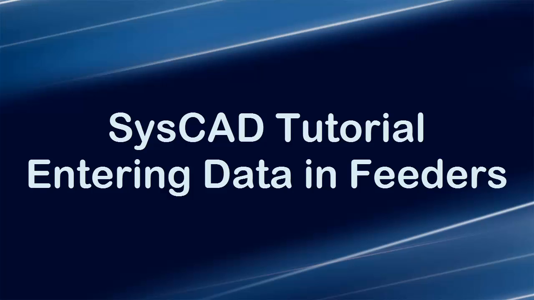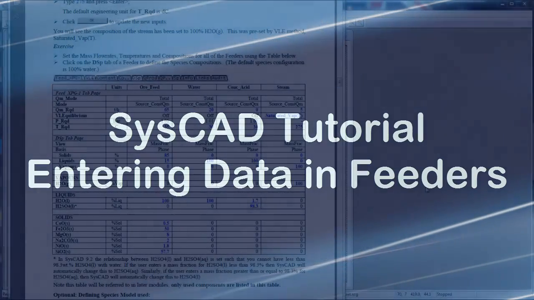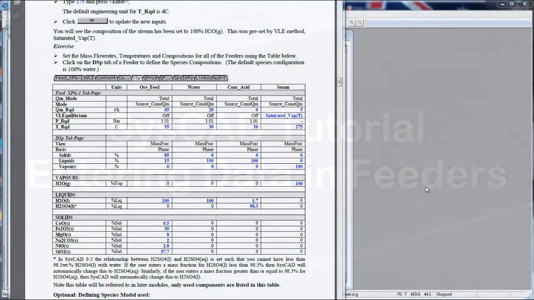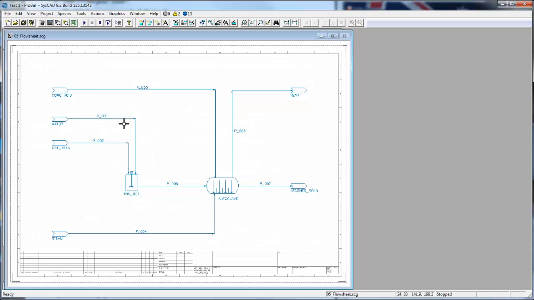In this video clip, we will enter the feed data for the project that we have created in the previous exercises. We will be taking our data from the table on page 218 in the SysCAD Basic tutorial, which is shown here for reference. And you'll see we have the four feeders: ore feed, water, conc acid, and steam. So if we go to SysCAD, let's start with the ore feed feeder.